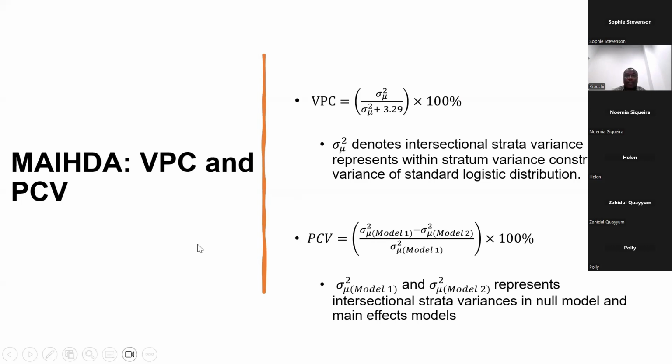Can you see the slides? Yes, we can see, Kibuchi. Okay, fine.